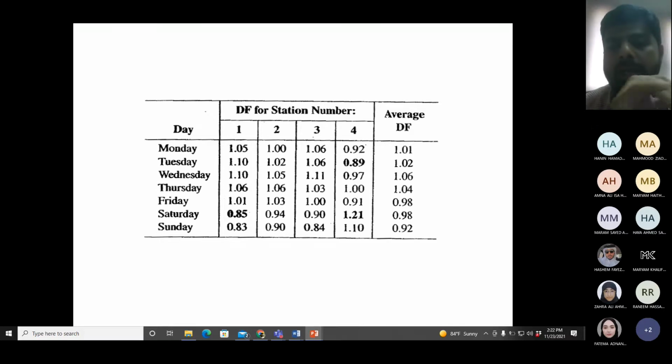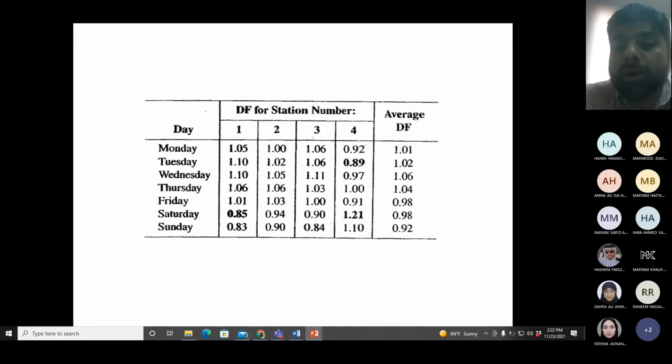The average for Monday is 1.01. Take the difference of 1.01 with each of the factors for Monday. 1.01 minus 1.05 gives you 0.04. No problem. Our criteria is 0.1. Irrespective of the sign, plus minus both are permissible. So it's 0.04, less than 0.1, permissible, valid. 1.01 minus 1 for station 2, again the answer will be 0.01. No problem. 1.01 minus 1.06, the answer will be 0.05. Again, less than 0.1.